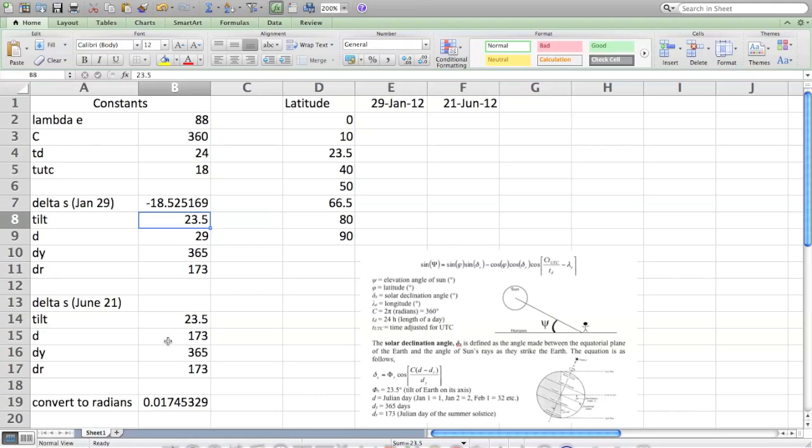Now you can do the exact same thing down here for delta sub S for June, but why don't we first go ahead and try to calculate the solar elevation angle for January 29th at 0 degrees latitude. Now this is going to get quite complicated. There's going to be quite a lot of opening and closing of parentheses and also converting to radians, because every single time you take a sine or a cosine, you have to convert what's inside to radians.